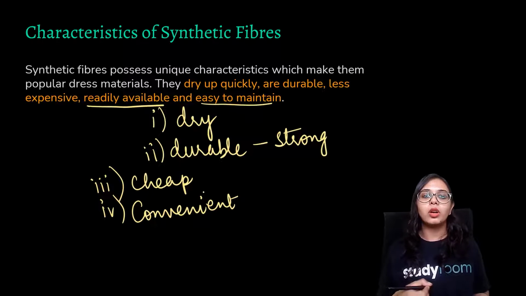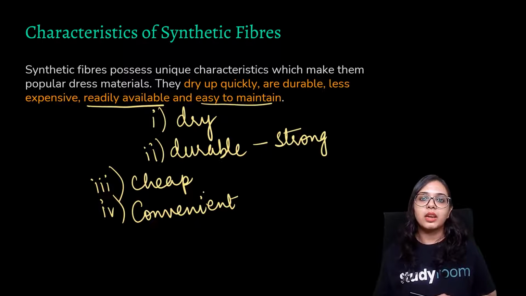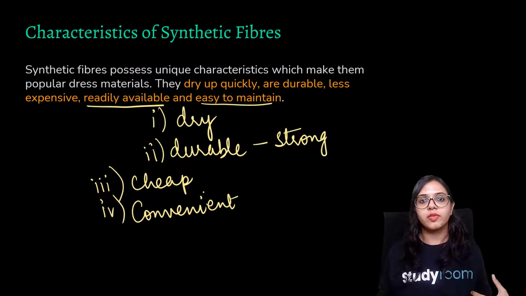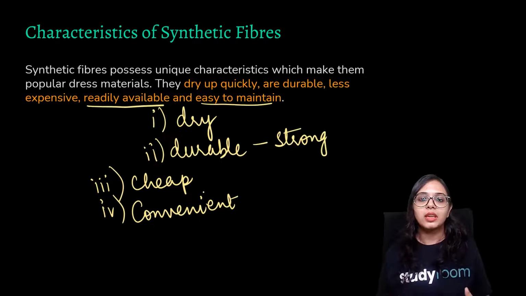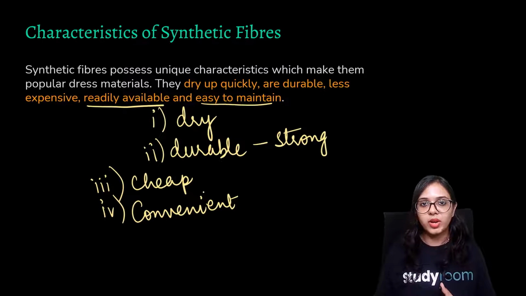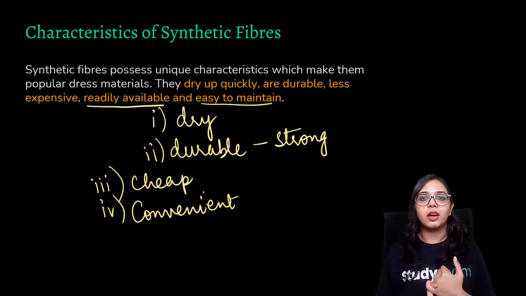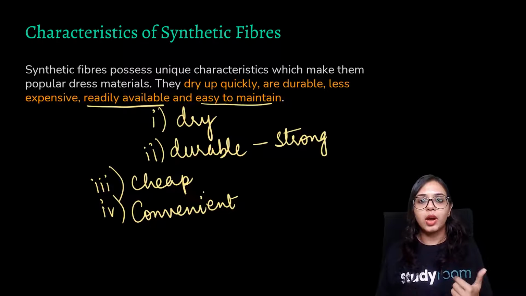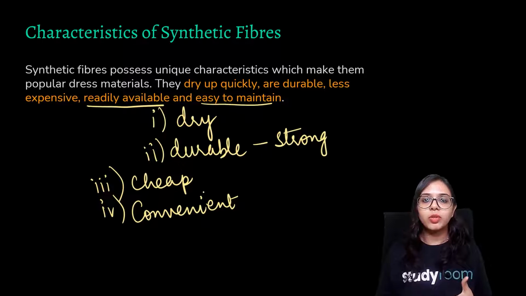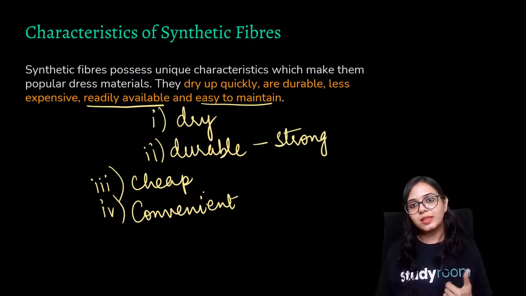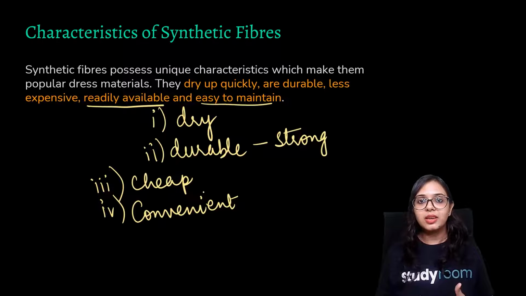So we are looking for those kinds of alternatives, if you're looking at it from the perspective of clothes, those kinds of cloths that are easy to maintain, easy to wash, and do not get wrinkled easily, they are crisp all the time. So these synthetic fibers dry up quickly, they do not absorb a lot of water, they are durable, meaning they are strong, they are easy to maintain, they are readily available, and they are cheap. They can be easily procured.